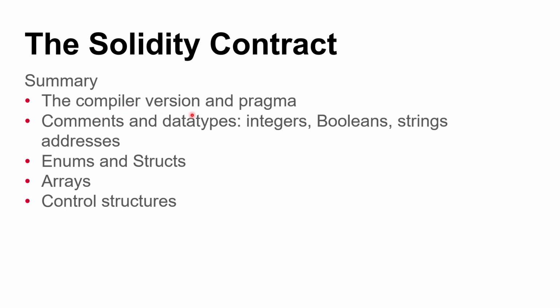So this is the summary. We looked at the versions and the pragmas, the compiler versions and the pragmas. We talked about integers, boolean, strings, addresses, enum, structs, arrays, and control structures.